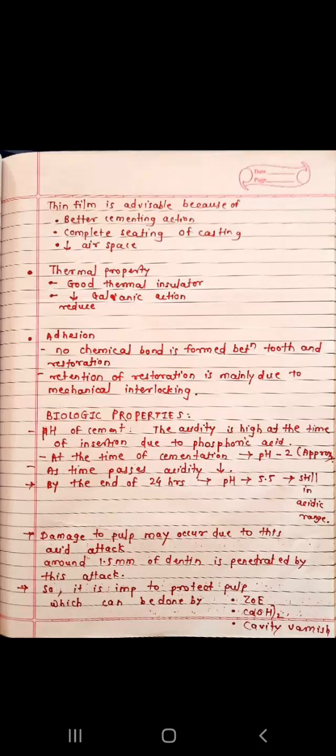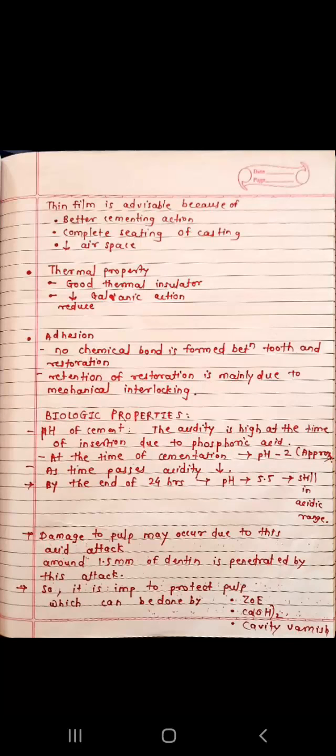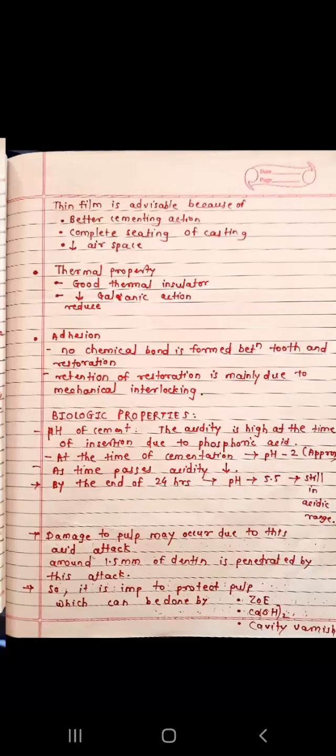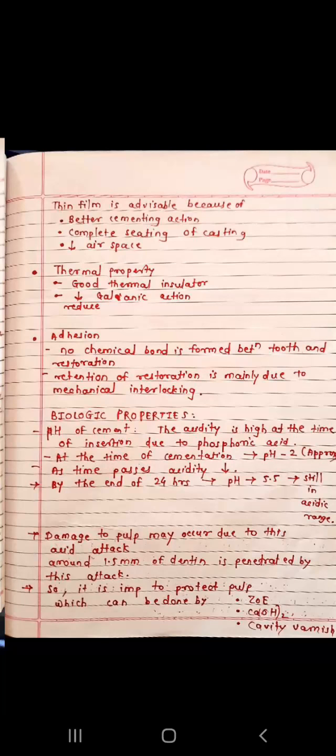As the time passes, acidity decreases. By the end of 24 hours, the pH will be 5.5, which is still an acidic pH. So this is an acidic cement due to presence of phosphoric acid in the liquid. Damage to pulp may occur due to acid attack. Around 1.5 mm of dentin may be penetrated by this acid attack.